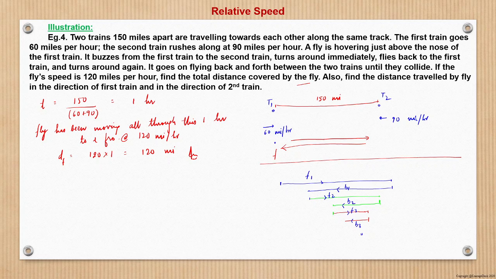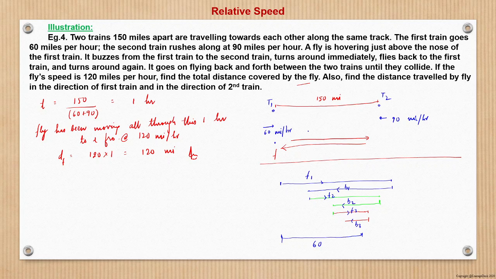And what is this point? This point where the two trains meet is nothing but 60 kilometers, because after 1 hour both trains meet. So from this point, the first train, which is moving at 60 miles per hour, covers in 1 hour a distance of 60 miles. So the total distance is 60 miles, right? This is the first concept.